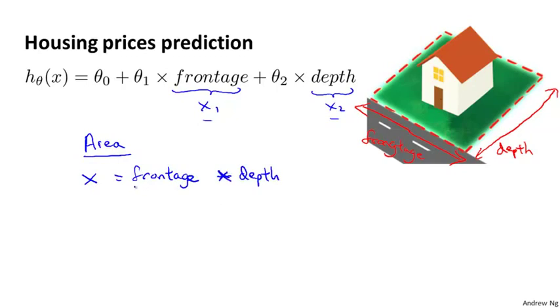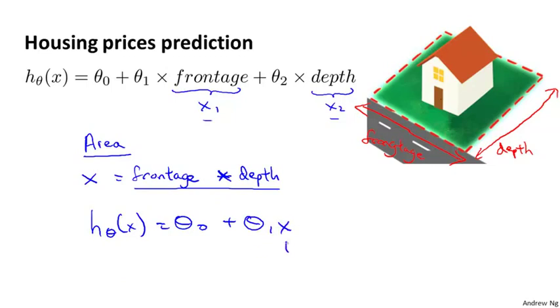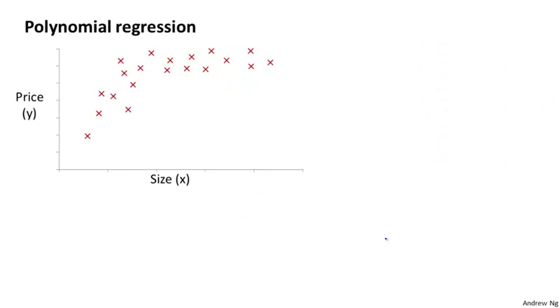So frontage times depth, because this is the land area that I own, and I might then select my hypothesis as that, using just one feature, which is my land area, right? Because the area of a rectangle is the product of the length of the sides. So depending on what insight you might have into a particular problem, rather than just taking the features frontage and depth that we happen to have started off with, sometimes by defining new features, you might actually get a better model. Closely related to the idea of choosing your features is this idea called polynomial regression.